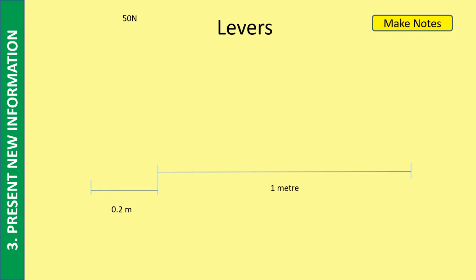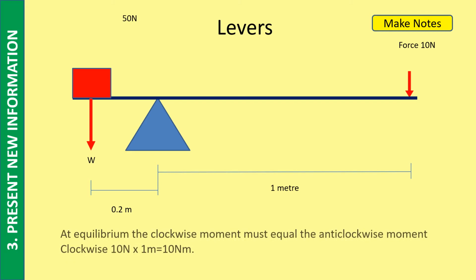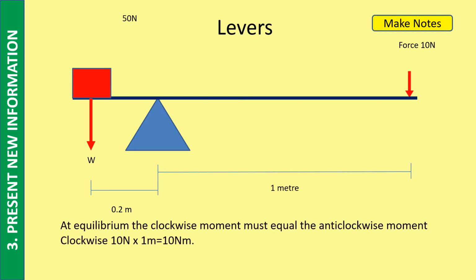To see how a lever works, we can have a look at this situation. This is a pivot or fulcrum, and this is our lever. On the left-hand side, we have a heavy weight exerting a force downwards, which we're going to label W. And this is balanced on the right-hand side by a force of 10 newtons. Now the lever is in balance, the system is in equilibrium. So that means the clockwise moments must be equal to the anti-clockwise moments.